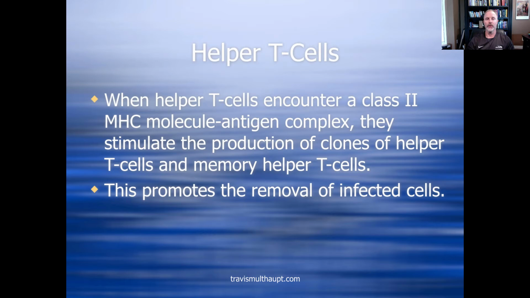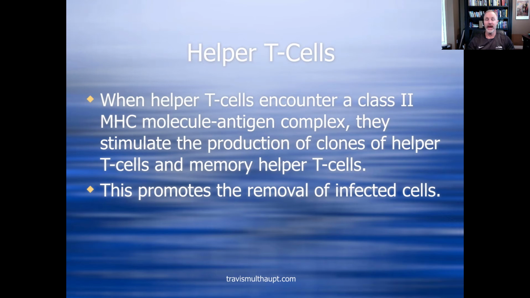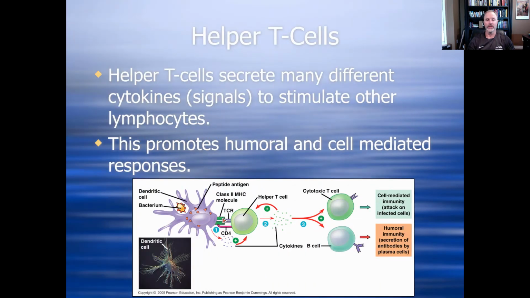Okay, so when these helper T cells encounter a class II MHC molecule, which is the kind you find in antigen-presenting cells, in other words the dendritic cells, the B cells or the macrophages, they stimulate the production of clones of helper T cells and memory helper T cells, which promotes the removal of infected cells and different types of pathogens that might be found within the body.